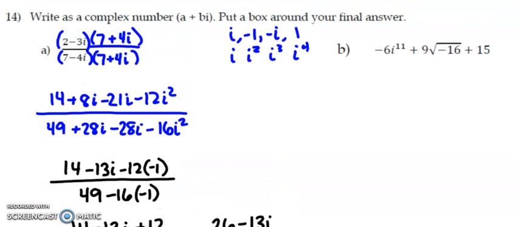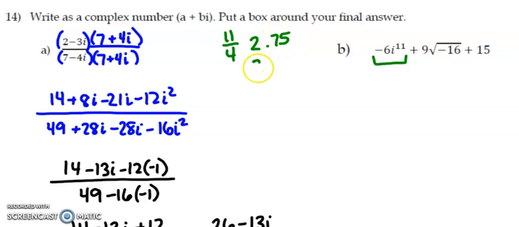Last one for this video, we have negative 6i to the 11th plus 9 square root of negative 16 plus 15. So I think these ones it's best to just go term by term. So I'm going to start with this negative 6i to the 11th. And the way you want to think about I to the 11th is you can do 11 divided by 4 in your calculator. 11 divided by 4 is 2.75, which means you've got 2 and 3/4, which means that this is really the same thing as I to the 3rd.